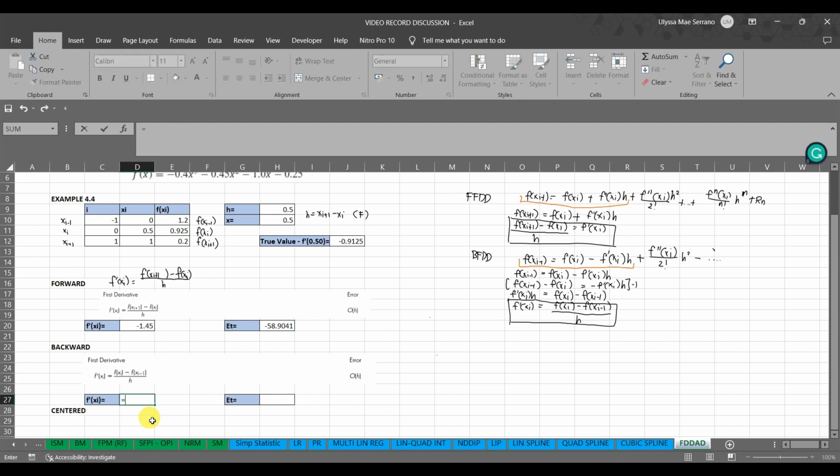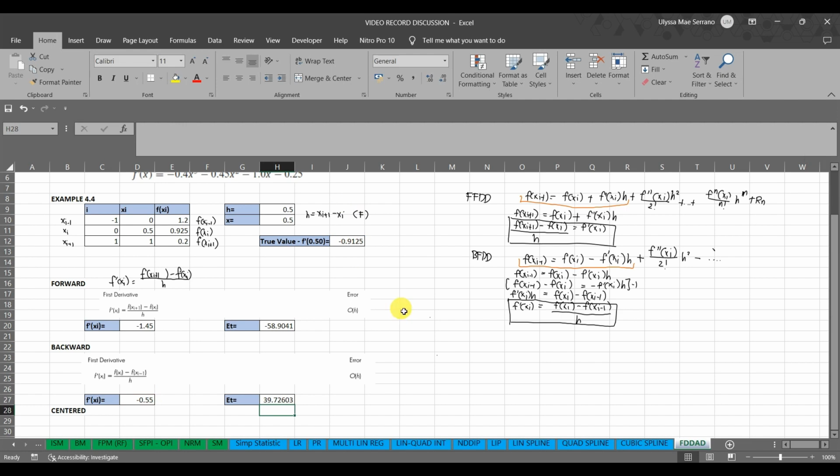So it will be the function of x sub i minus the function of x sub i minus 1 all over the value of h. So it will have a value of negative 0.55. So we will now be able to find epsilon sub t, or the true percent relative error. So it will be the true value minus the approximated value divided by the true value multiplied by 100. So it will have a value of 39.7%.